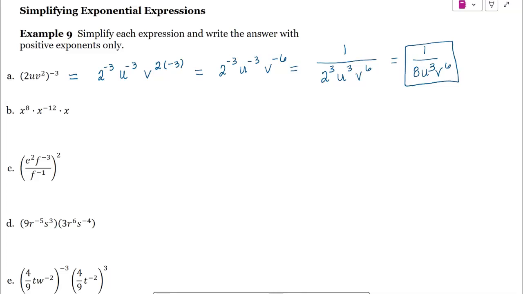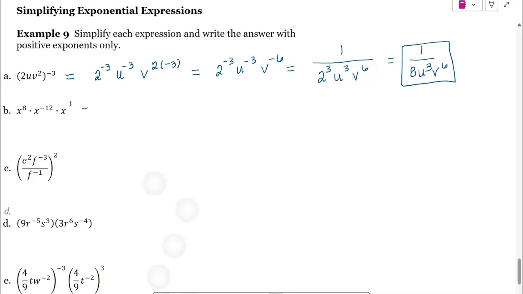Looking at example B, I have 3 items that are multiplied, and their bases are all the same, which is x. That means that I can add the exponents. So I would add, I've got an 8 as one of the exponents, I've got a negative 12 as one of the exponents, and I have a 1. 8 minus 12 gives us negative 4, plus 1 is a negative 3. Again, we don't want to write our final answer with negative exponents, so we'll write the x cubed in the denominator.